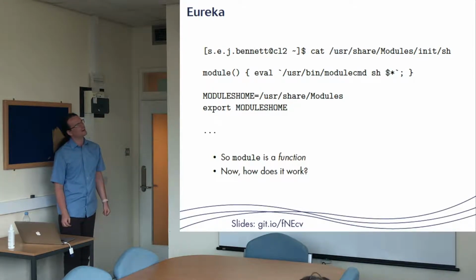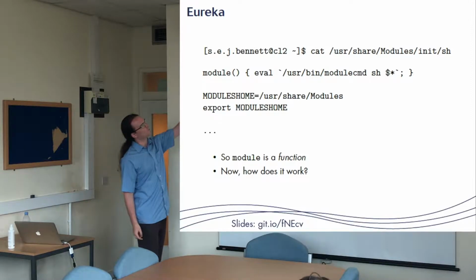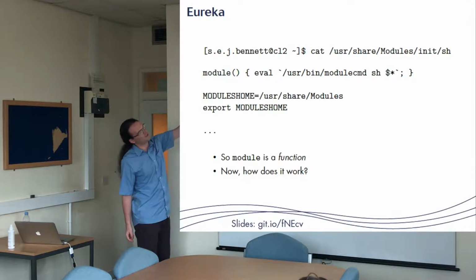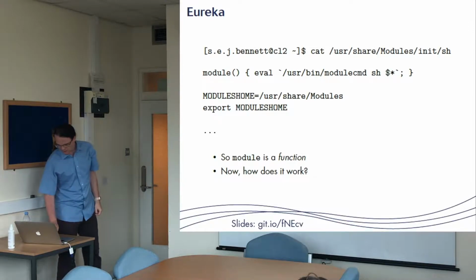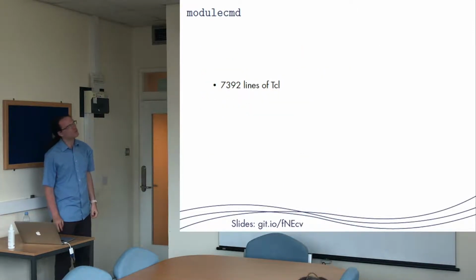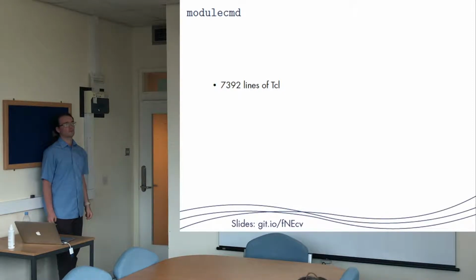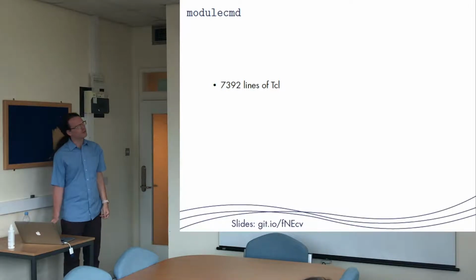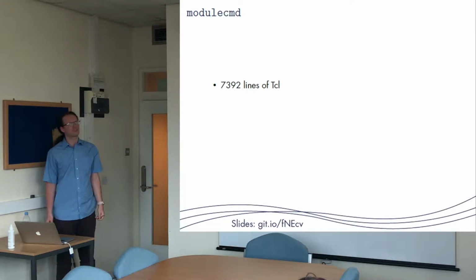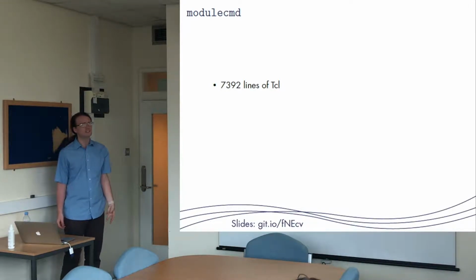So let's try and work out how this works. We want to work out what this module CMD is. It turns out module CMD is not a script, it's actually compiled, because for some reason it's got a TCL interpreter built into it. If you look on GitHub, you find it's 7,392 lines of TCL.